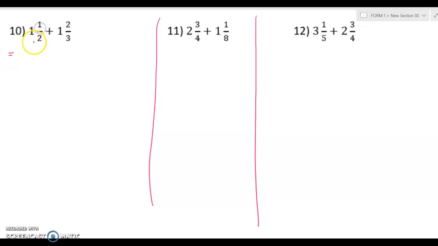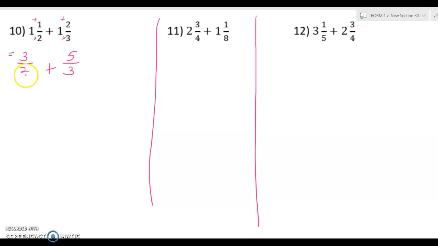So 1 and 1/2, change to an improper fraction. 1 times 2 is 2, plus 1. That's going to be 3 over 2. Plus 1 and 2/3: whole number times the denominator, 1 times 3 is 3, plus 2 is 5, so that's 5 over 3. So now we have 3 over 2 plus 5 over 3.